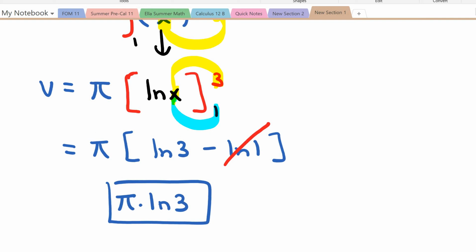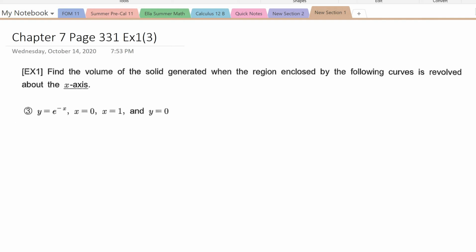Okay, let's move on to the next question in this section. All right, let's take a look at the next question here. I need to find the volume of the solid generated when the region enclosed by the following curves is revolved around the x-axis. All right, so here's my function y equals e to the power of negative x.